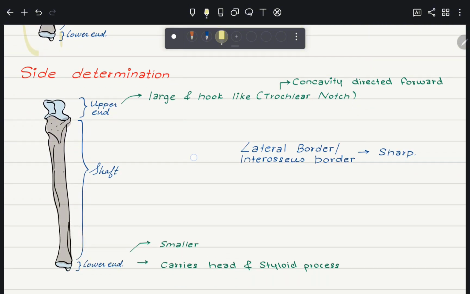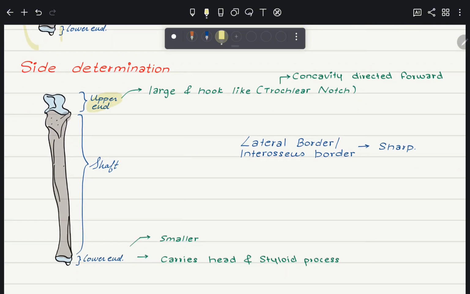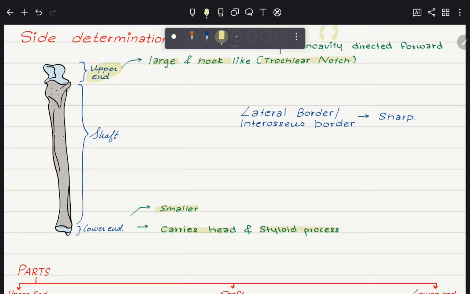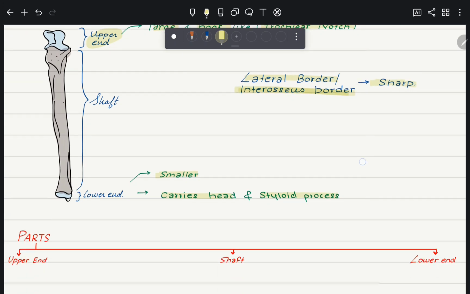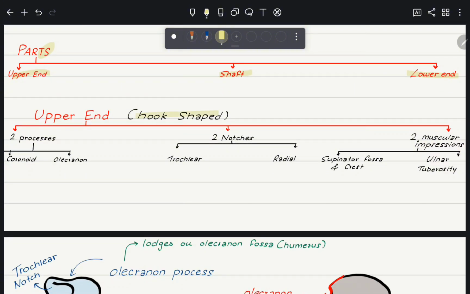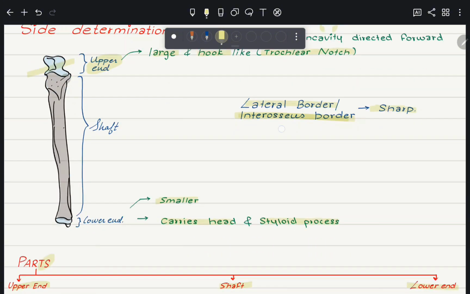Talking about its side determination, how will you define the upper end? Well, it is large, hook like, say trochlear notch. Its concavity is directed forward, whereas the lower end is smaller and carries the head and styloid process. Talking about its lateral border, or say the interosseous border, it is sharp. Talking about its parts, we have the upper end, the shaft, and the lower end. The upper end is hook shaped, as we have seen here.